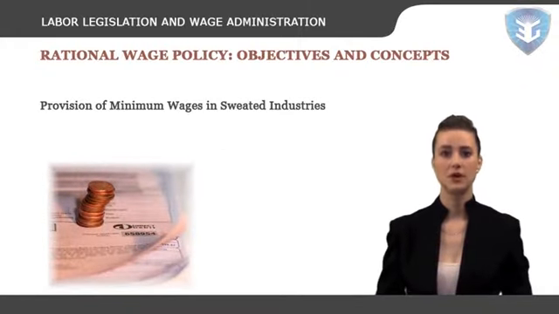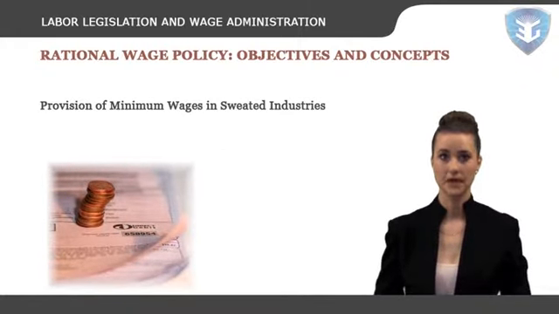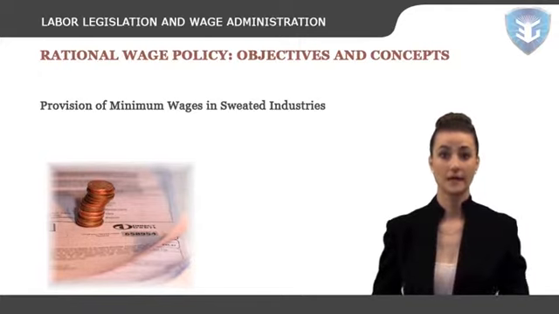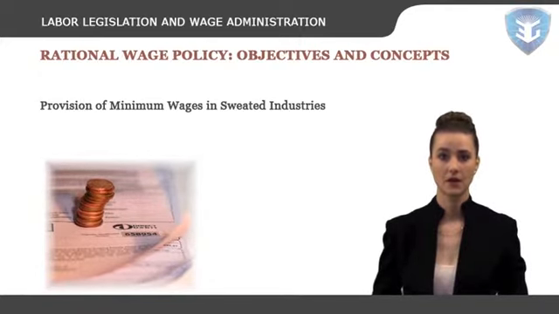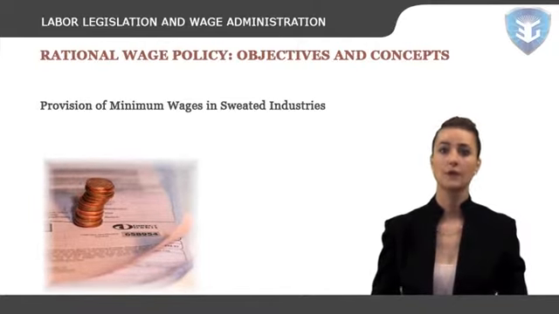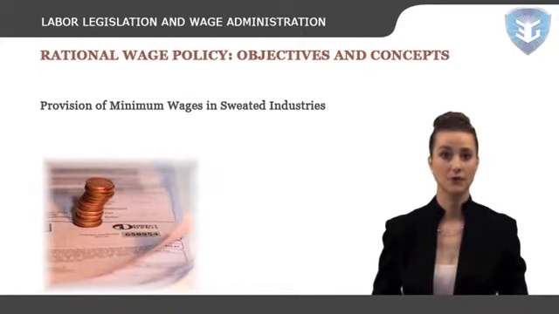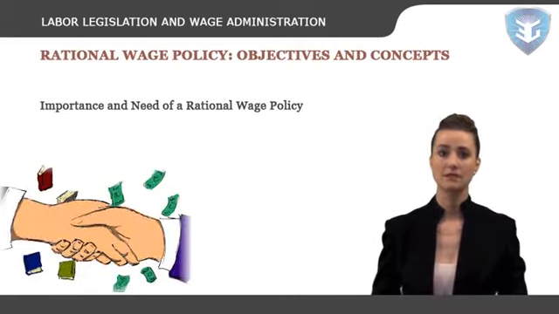Provision of minimum wages in sweated industries. In a country where laborers are exploited in the sweated industries, the basic need is to provide for safety net wages to prevent its exploitation. According to Turner, the protection of workers against exploitation or unduly low wages remains wage policy's major preoccupation for the underdeveloped areas. Importance and need of a rational wage policy.